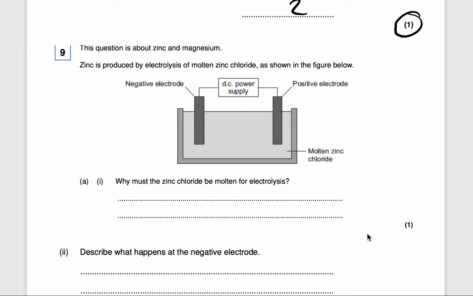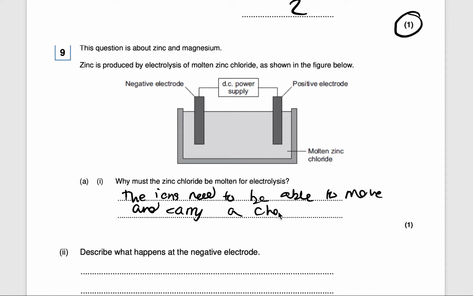This question is about zinc and magnesium. Zinc is produced by electrolysis of molten zinc chloride as shown in the figure below. Why must zinc chloride be molten for electrolysis? Again, it's because the ions need to be able to move around and carry a charge. So the ions need to be able to move and carry a charge. Okay, 1 mark.